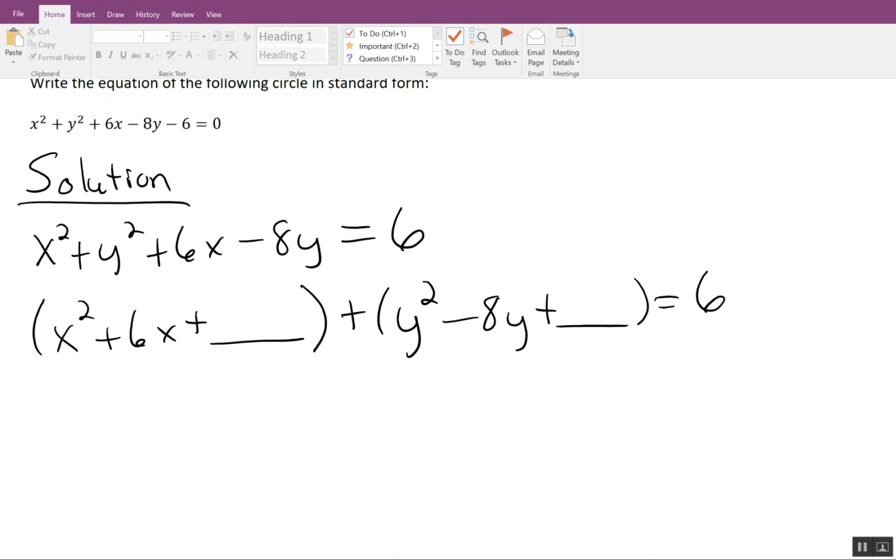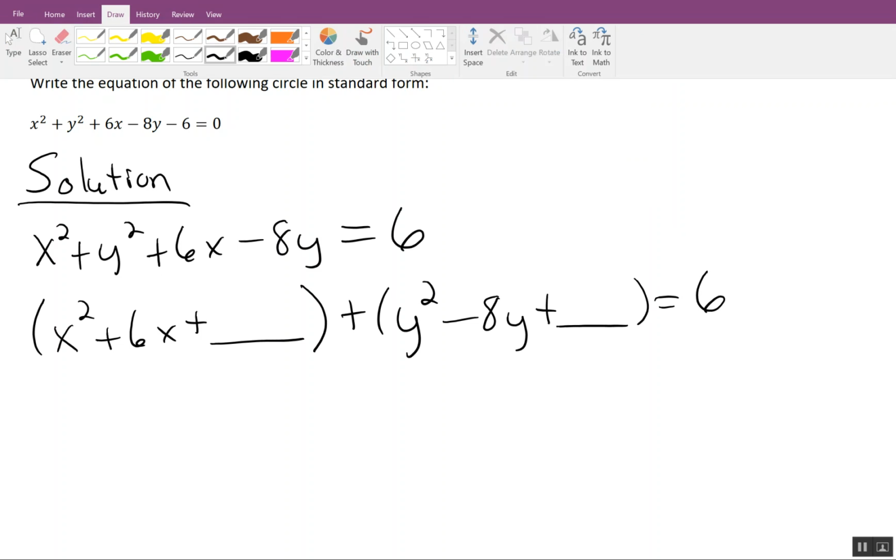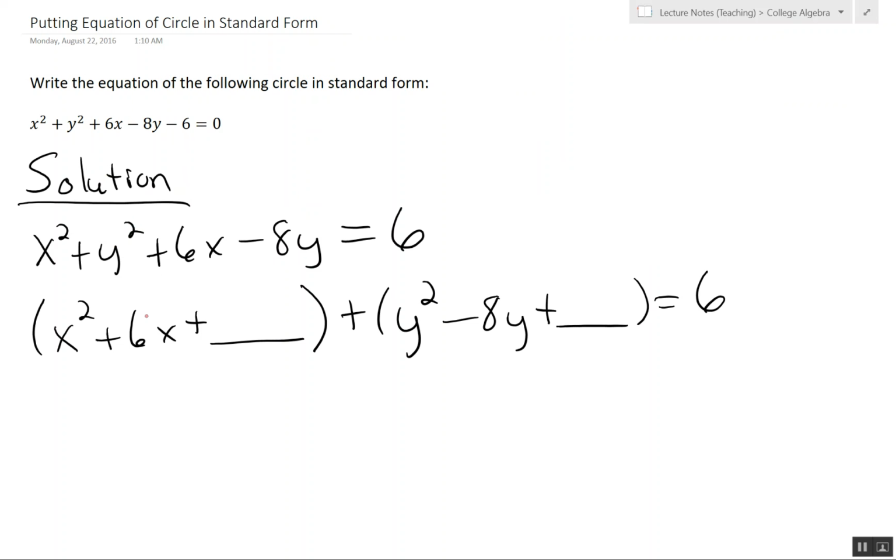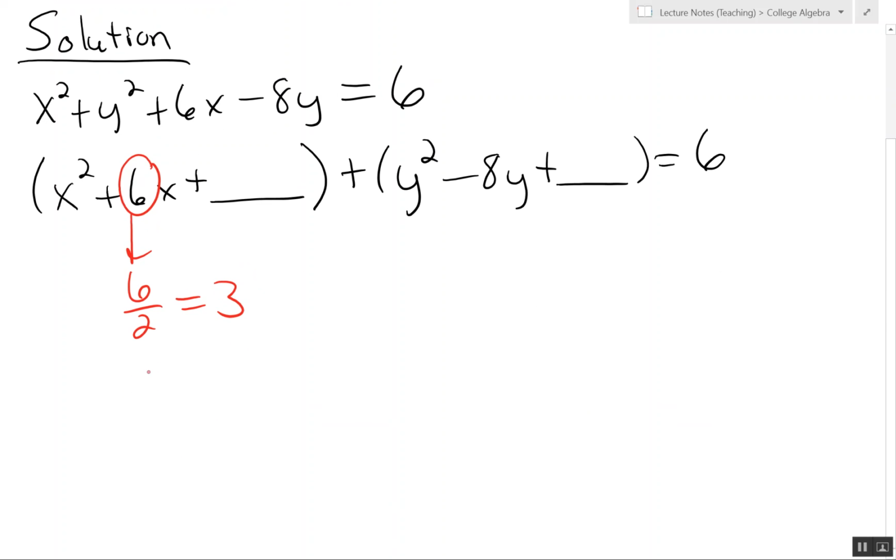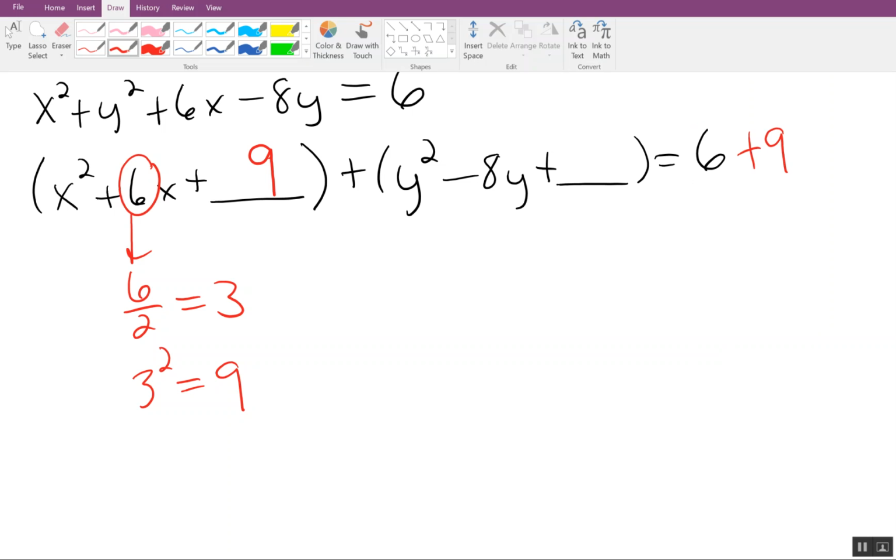So let's do x first. Let me get a different color here. Let's do this in red. The first thing we're going to do is take the 6 and divide it in half and get a 3. And then we're going to take that 3 and square it and get a 9. And that's what goes right here. And because we do it to one side of the equation, we'll have to do it to the other side.